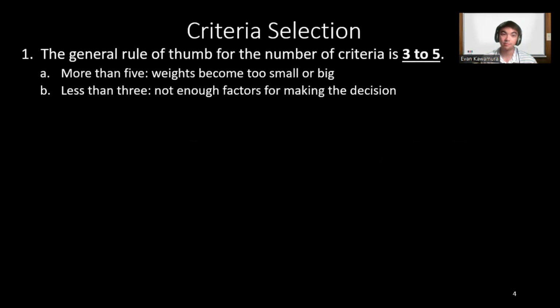The general rule of thumb is you want between 3 to 5 of these criteria. If you have more than 5, then the weights tend to become either really big or really small, so it's not very helpful. If you have less than 3, only like 1 or 2, then you don't have enough factors to make that decision.